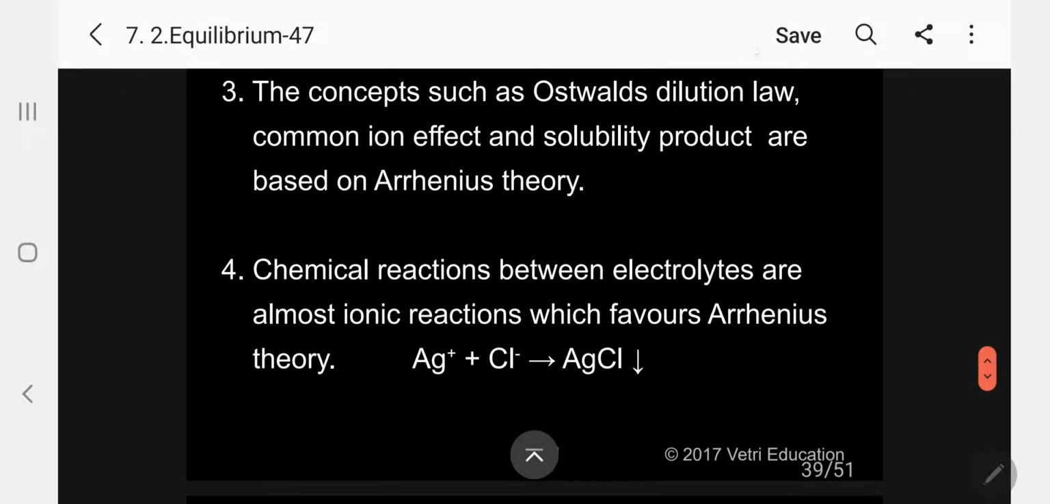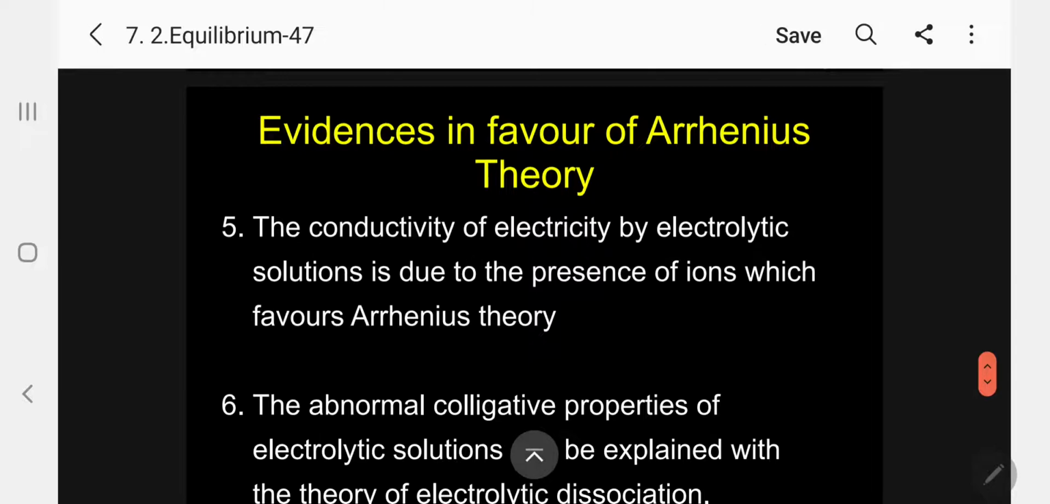Next, number 4. Chemical reaction between electrolytes is almost always an ionic reaction, which favors Arrhenius theory. A specific example is silver ion plus chloride ion to give silver chloride precipitate. And the fifth one, the conductivity of electricity by an electrolytic solution is due to the presence of ions, which favors Arrhenius theory.